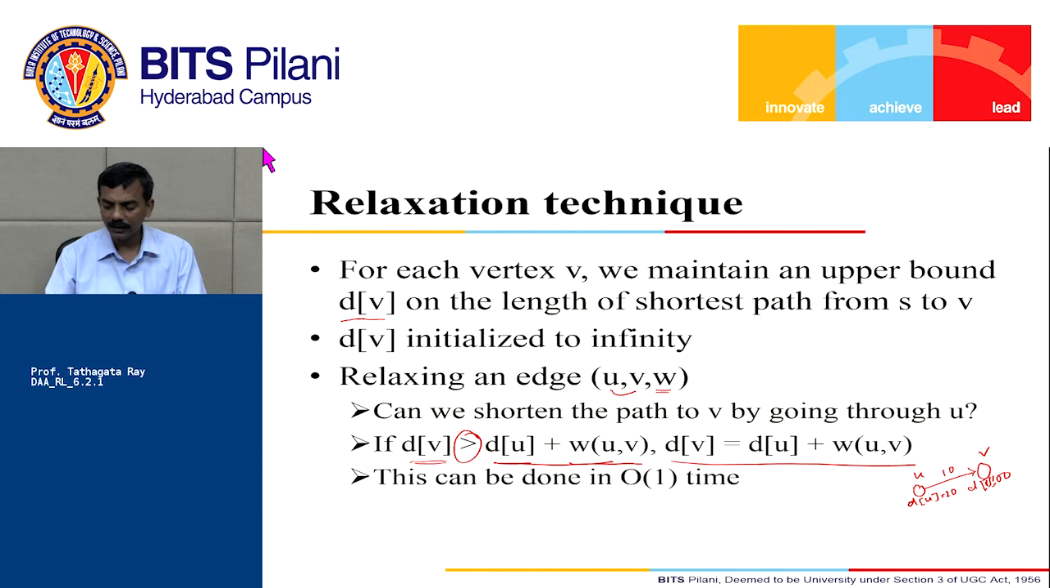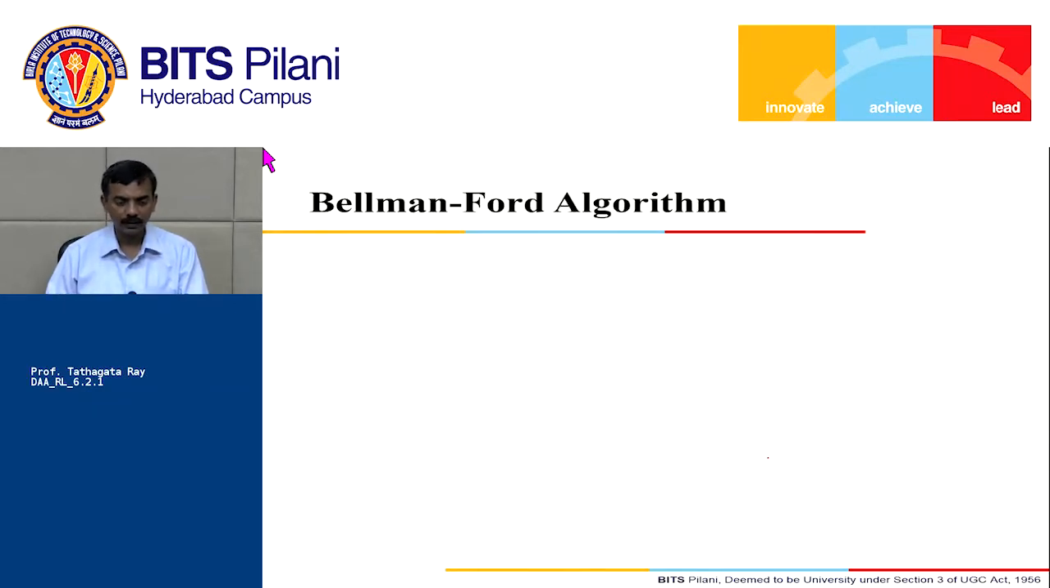Then definitely the cost to come to U is 20, and then I have this edge with weight 10. Then the cost to go to V is going to be 20 plus 10, 30. That is going to be better. So I will update my dV to 30. That is what the relaxation is. And how much time does it take? Constant time. So let's understand what the Bellman-Ford algorithm is.